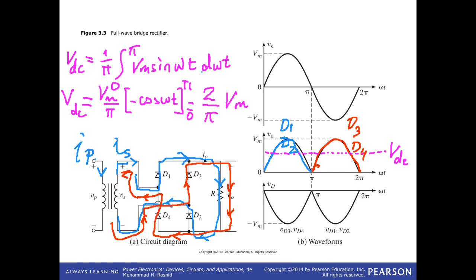We prefer pure DC. The AC components are called ripple actually. We don't like it, so we have to reduce it. This is one point. As far as form factor, ripple factor is defined like this.